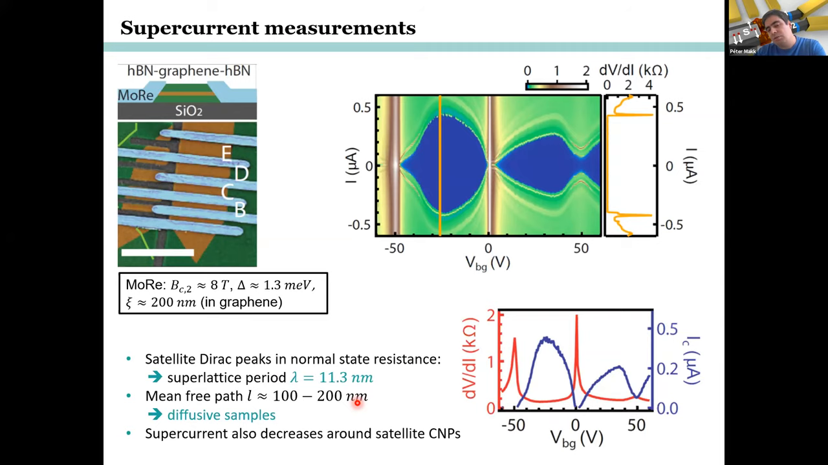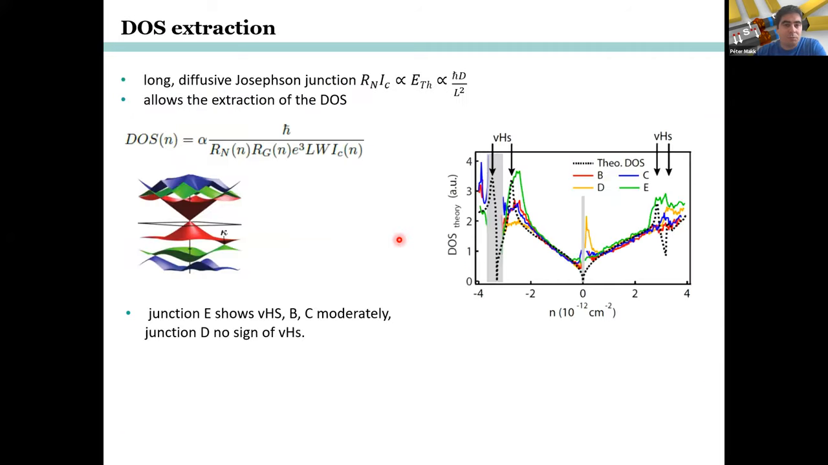So what we had is long junctions in the diffusive regime from a superconducting point of view. And it is known for such junctions that if you take the product of the normal state resistance and the critical current, RNIC, then this will be proportional to the Thouless energy, which can be written like ħD over L squared.